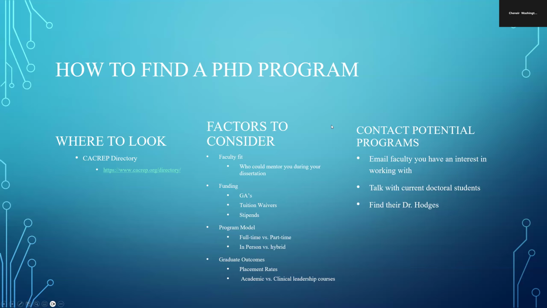Funding, you want to look for GAs. A lot of the R1 institutions, and what we mean by R1 is research one, are very research heavy in the faculty. They tend to have GAs and stipends available, right? You want the GA because it's going to pay for your coursework, and you want the stipend because it's going to give you a little bit of money on the side.